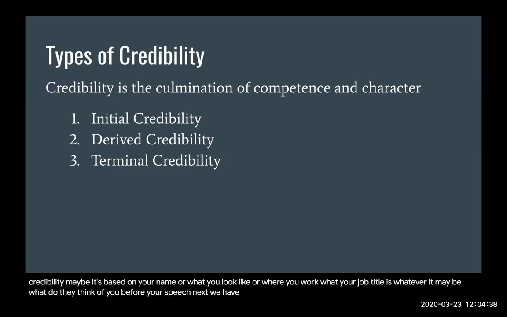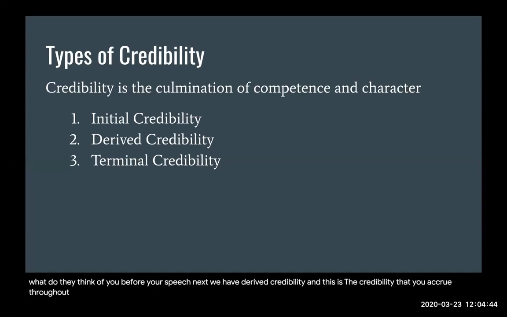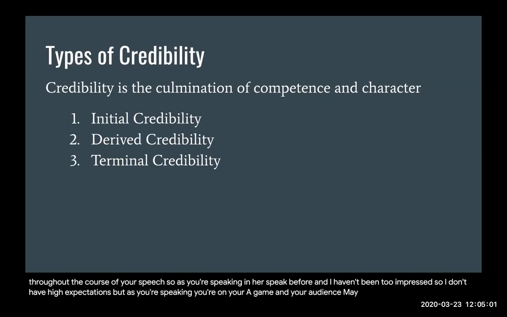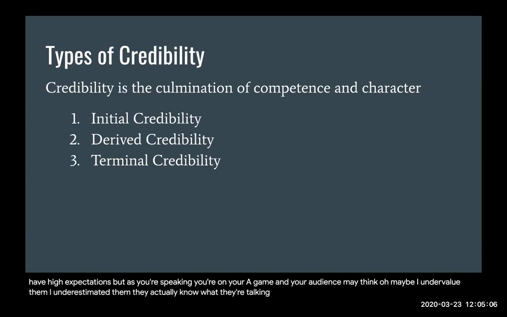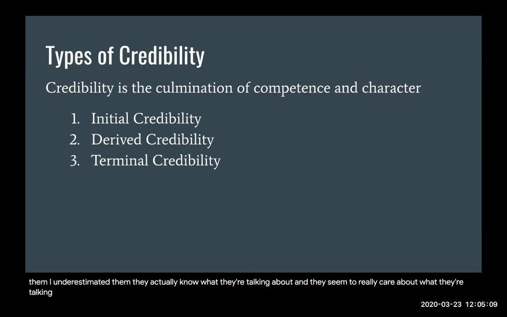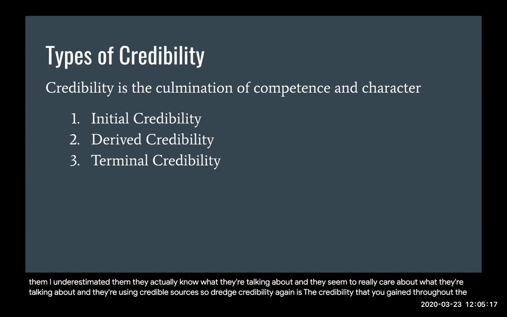Next, we have derived credibility, and this is the credibility that you accrue throughout the course of your speech. So as you're speaking, maybe they thought, I've seen her speak before and I haven't been too impressed, so I don't have high expectations. But as you're speaking, you're on your A game, and your audience may think, oh, maybe I undervalued them, I underestimated them. They actually know what they're talking about, and they seem to really care about what they're talking about, and they're using credible sources. So derived credibility, again, is the credibility that you gain throughout the momentum of your speech.